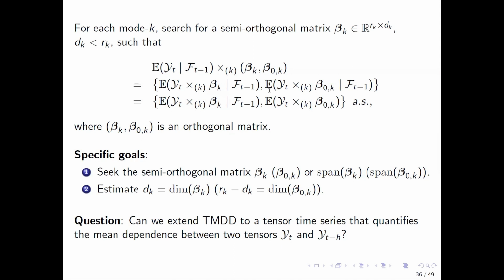So one is estimating the semi-orthogonal matrix beta k, and then I also need to estimate the dimension of beta k. But the first question that we had is that, are we able to extend the mode k TMDD to a tensor time series to capture the mean dependence between two tensors now? So now the current value is also a tensor and the past is also a tensor. So before I had a tensor and a vector predictor, so I know how to define the TMDD, but am I able to modify it more to capture the mean dependence between two tensors?